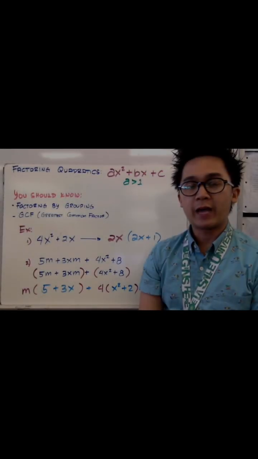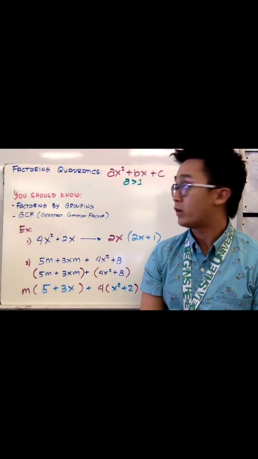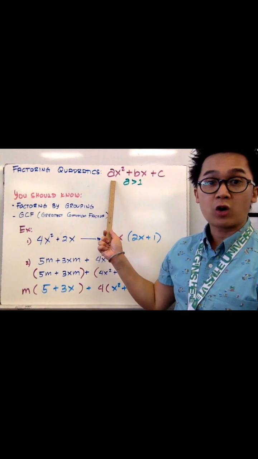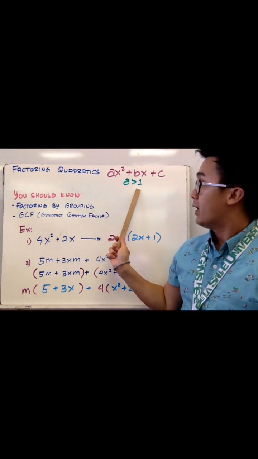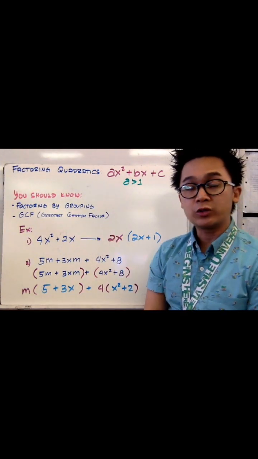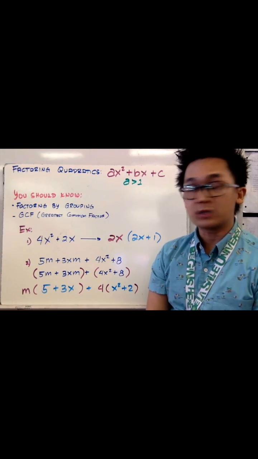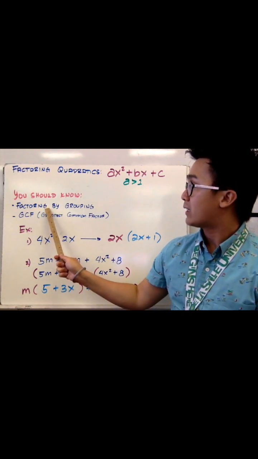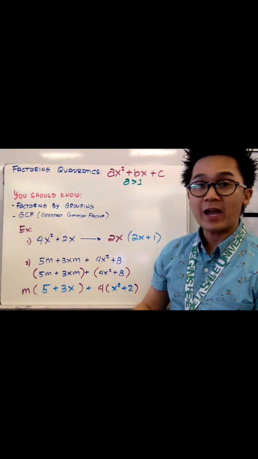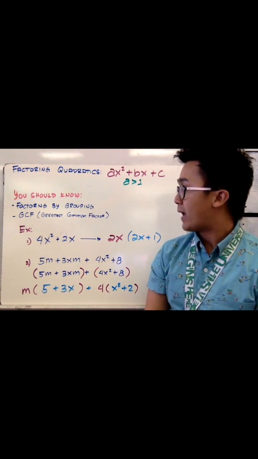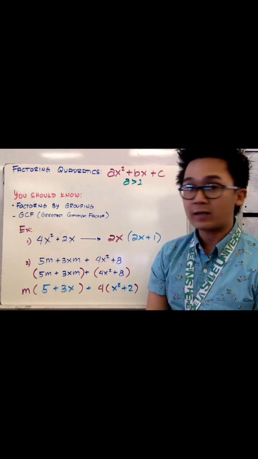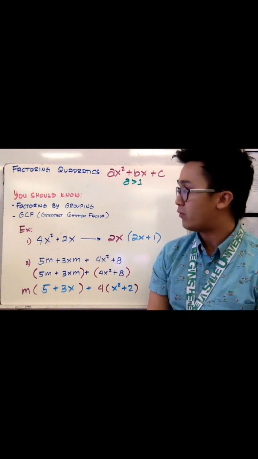Now we're going to learn how to factor quadratic equations wherein the quadratic term has a coefficient that is more than 1. So the factoring techniques that you should know to be able to factor quadratic equations like this would be factoring by grouping and factoring using the GCF. Now I have two examples here of the two factoring techniques that you have seen before.